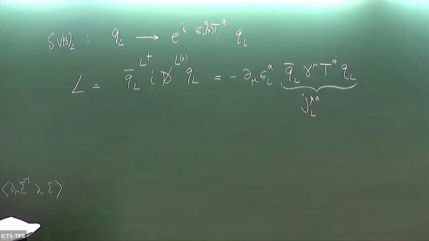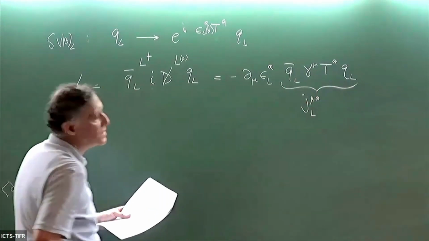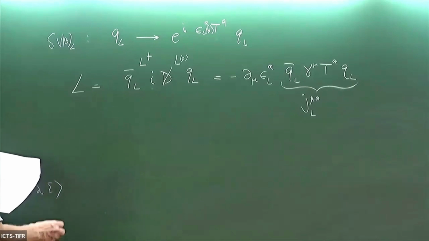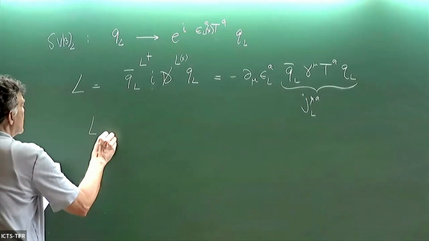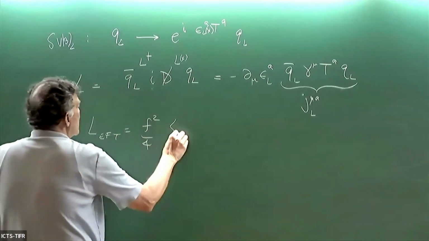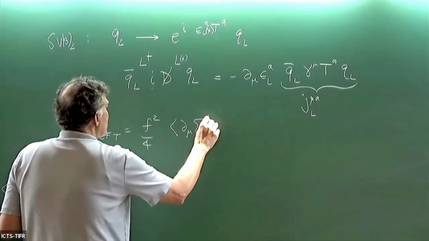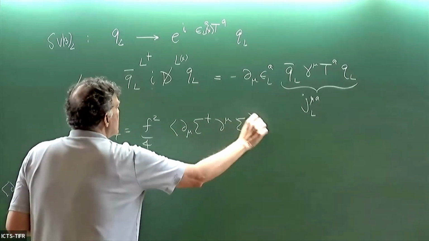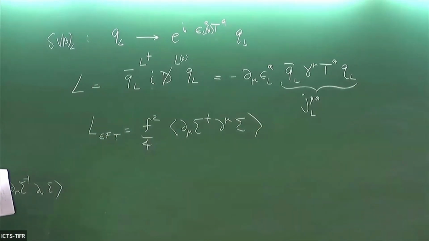And the right-handed currents are given by parity; you basically just replace Q left by Q right, and those are the right-handed currents. Now in the EFT, the Lagrangian was f squared over 4, the trace of d mu sigma dagger, d mu sigma.